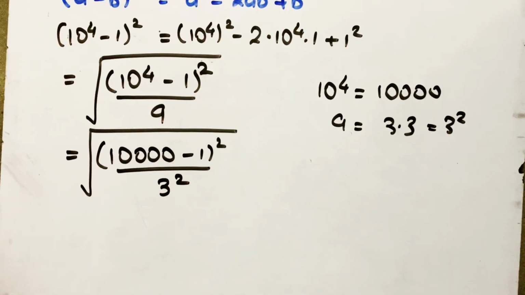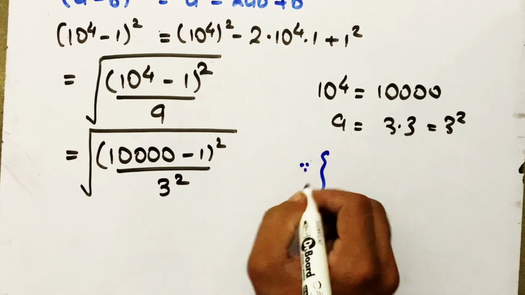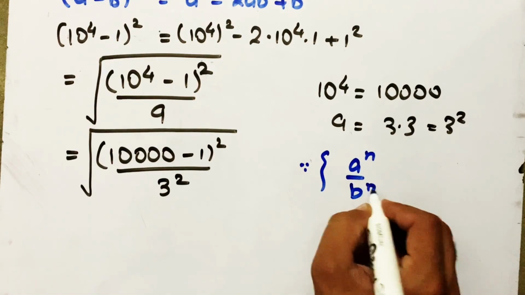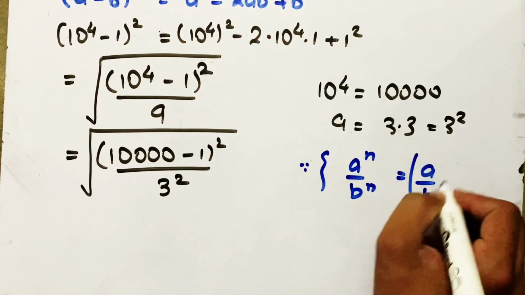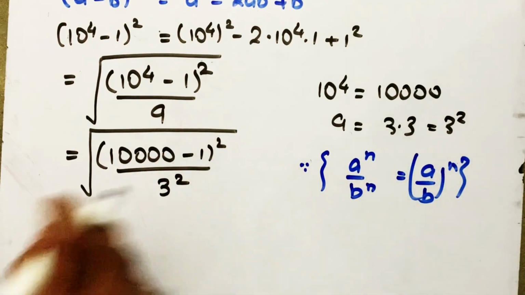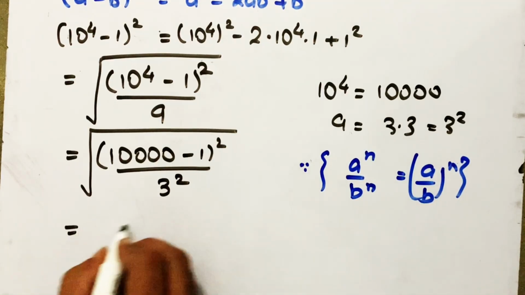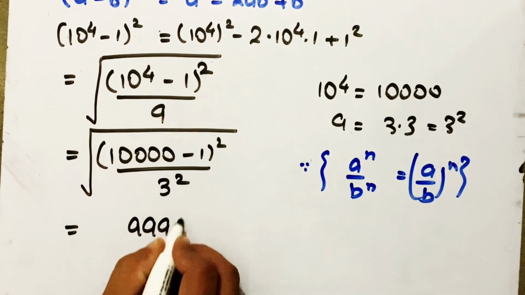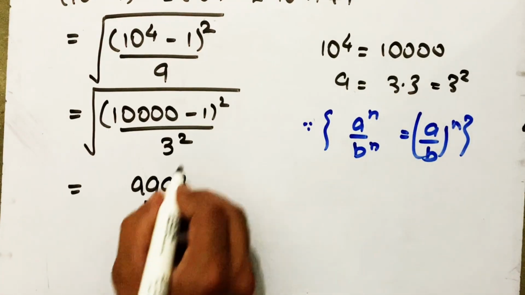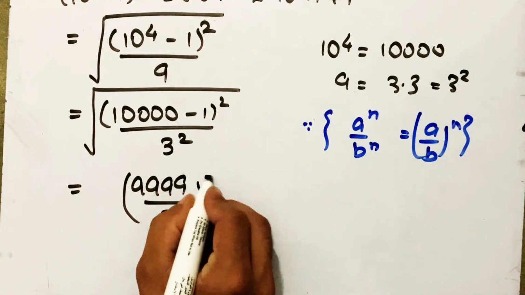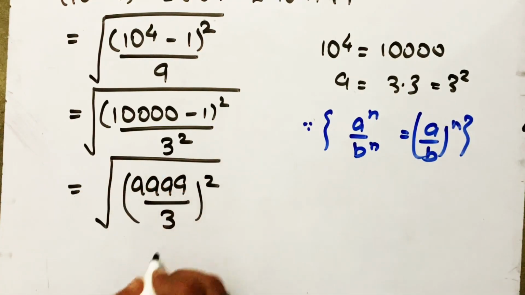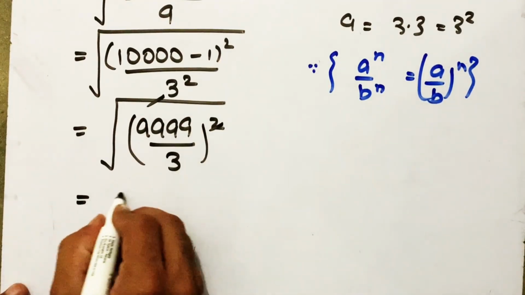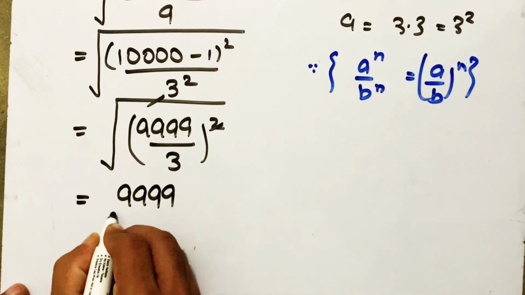By the power of a quotient rule, a to the power of n divided by b to the power of n gives a over b whole power n. So we consider the whole power n. 10,000 minus 1 becomes 9,999 divided by 3, whole squared, square root. The square and square root cancel out, so we get 9,999 divided by 3.